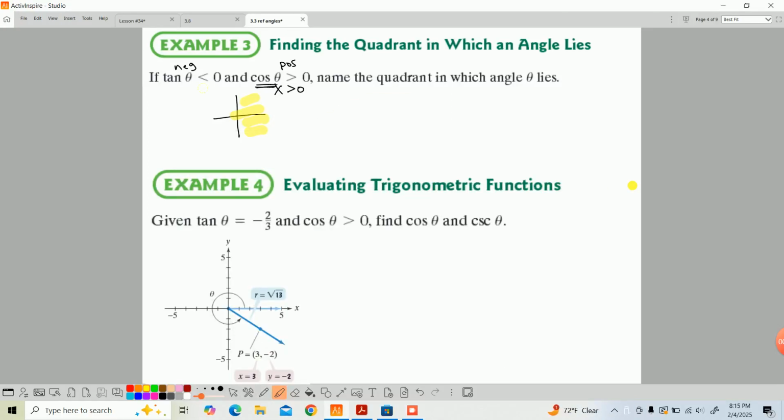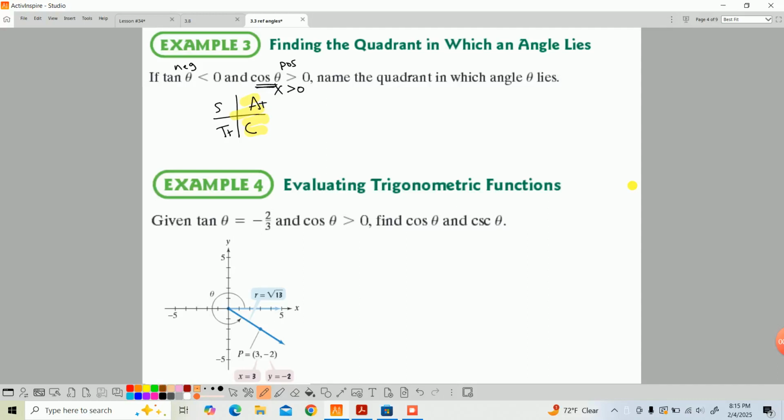And then where is tangent negative? Well, if we keep in mind that all students take calculus, we know that tangent is positive here and that all functions are positive here. So we want both of these conditions to be met. All right, so tangent is positive here and tangent is positive here.